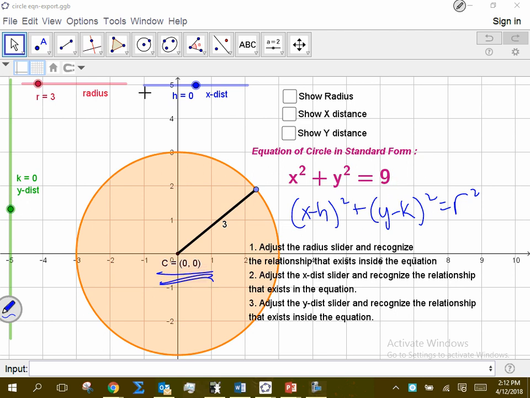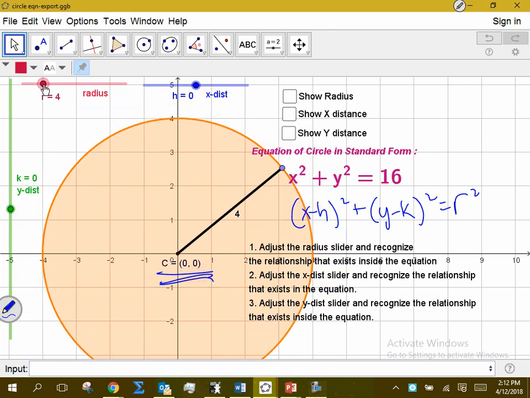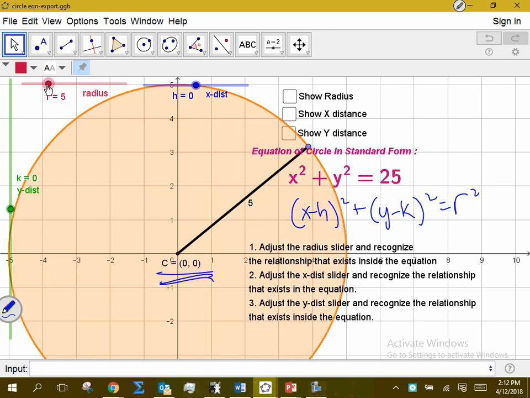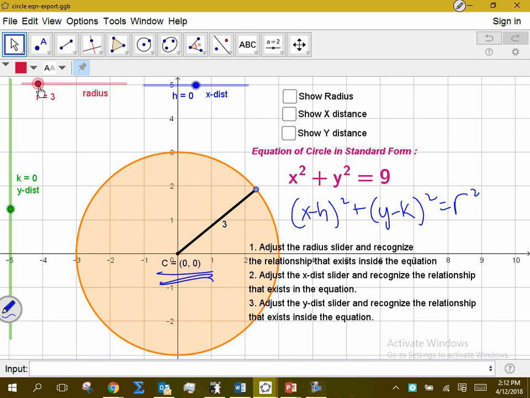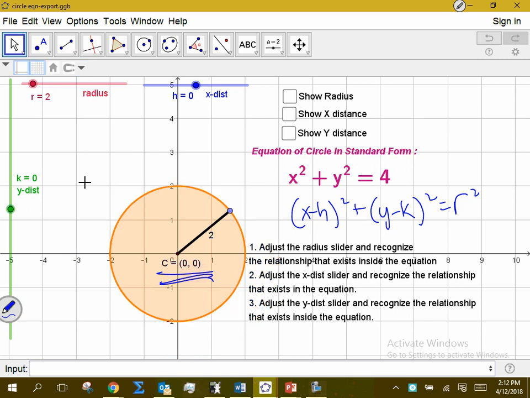Now, as I change my radius, that goes to 4, so that's squared 16, 25, so the radius was 5, becomes 36, so the radius was 6, and so forth. So hopefully that's kind of easy to recognize. So I can go back down to like a size of 4 here.